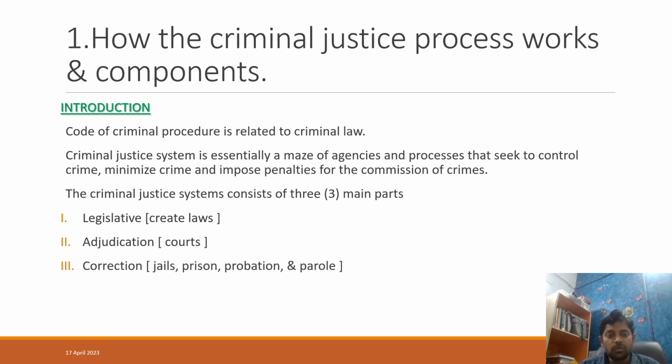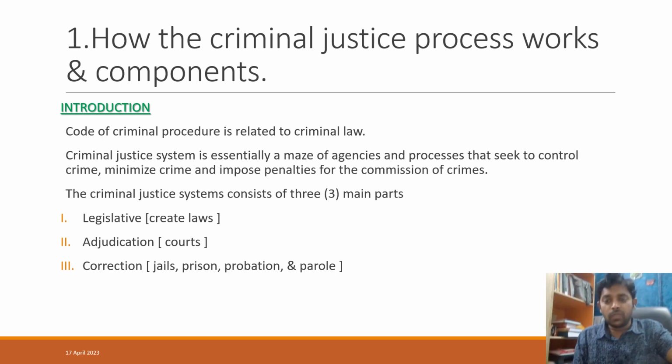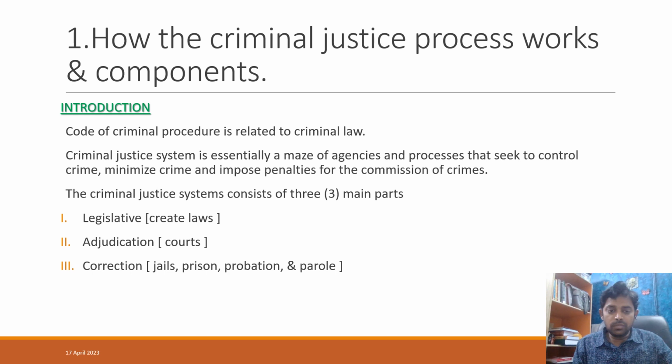The code of criminal procedure is related to criminal law. The criminal justice system is essentially a maze of agencies and processes that seek to control crime, minimize crime, and impose penalties for commission of crimes. The criminal justice system consists of three main parts: legislative, which create laws; adjudication, that is courts; correction through jails, prison, probation, and parole.